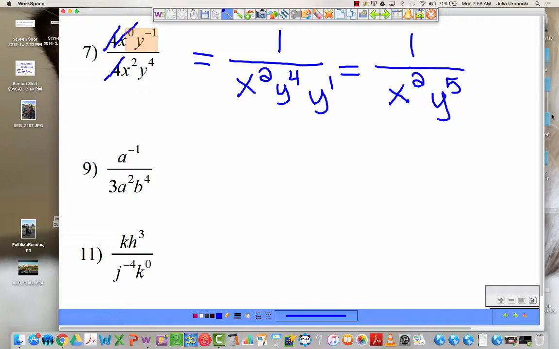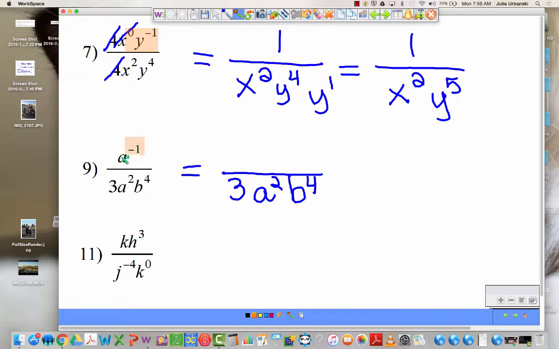Number 9. I don't see anything that can immediately cancel, so I'm going to write everything that doesn't change first. This a to the negative 1, it's going to change. This 3, does that move? No, we're going to keep it right there. A to the 2nd, does that one move? No, it stays where it is. It's a positive 2. B to the positive 4, does it move? Nope. The only one that moves is a to the negative 1. And where does it move to? The bottom.